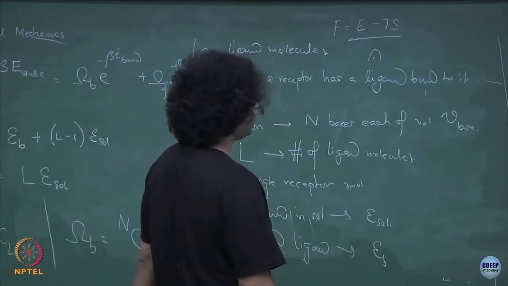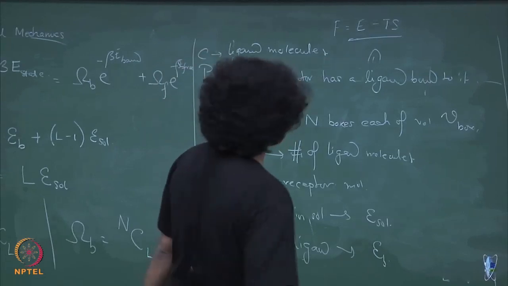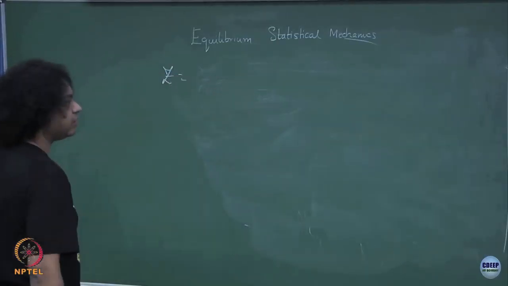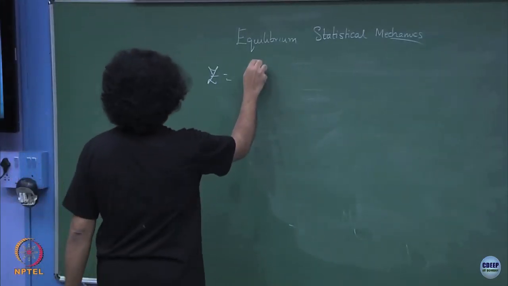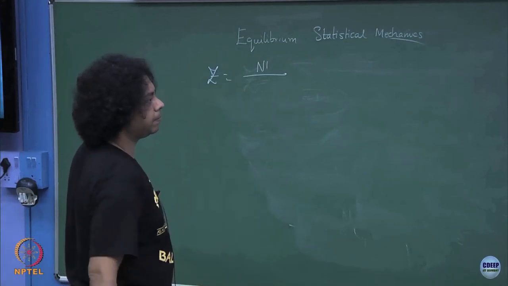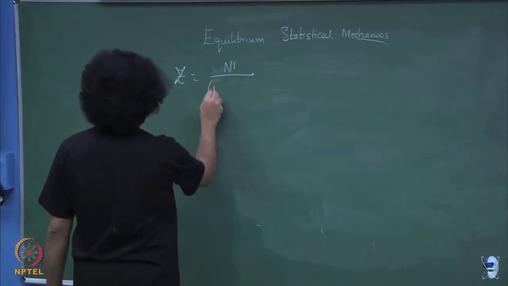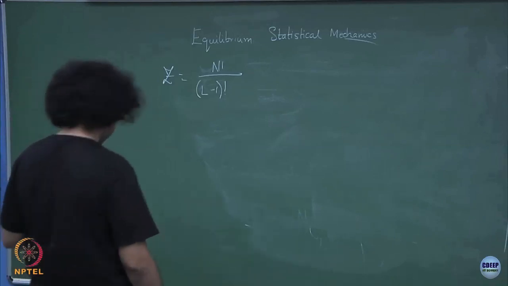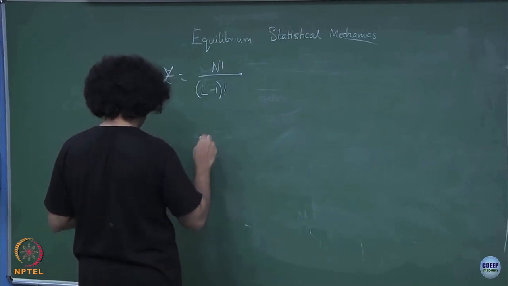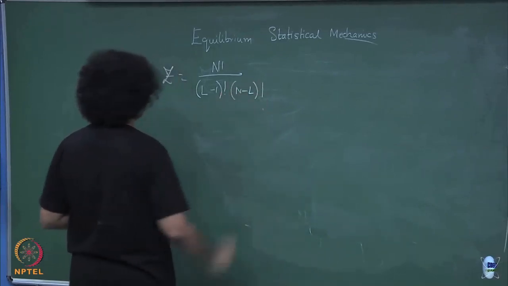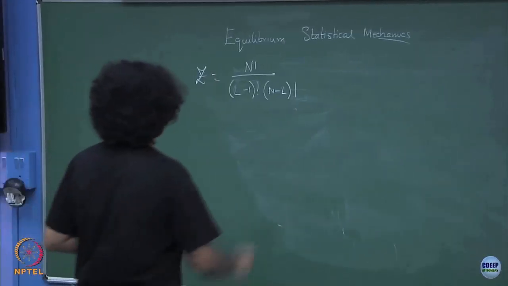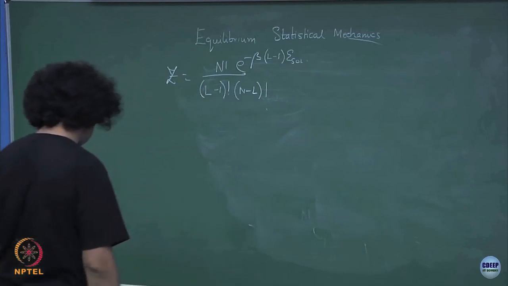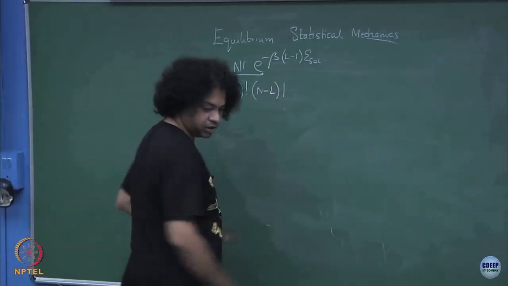So, let me try to use it on the partition function. So, Z is that expression that I have written there. Let me say N factorial is common, L minus 1 factorial is common, and then N minus L factorial is common, and then e to the power of minus beta L minus 1 epsilon sol. Really, let me just take beta L and I will just convert that.